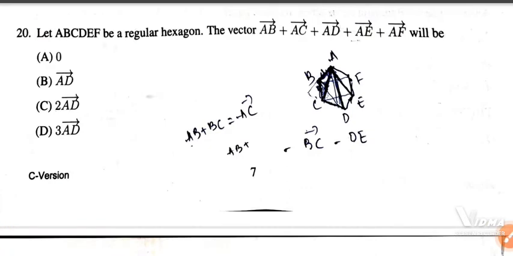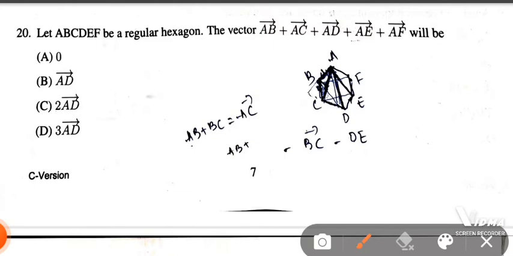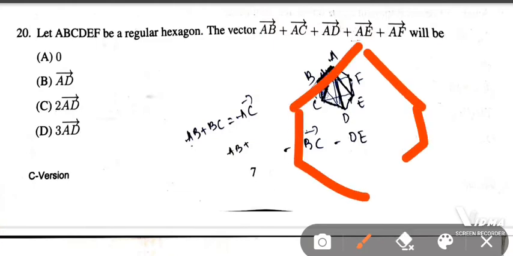Next is question number 20. ABCDEF is a regular hexagon. You have to calculate the vector AB plus vector AC plus vector AD plus vector AE plus vector AF. So what we'll do here is that this is a regular hexagon. In a regular hexagon, all sides are equal. That is the property of a hexagon.